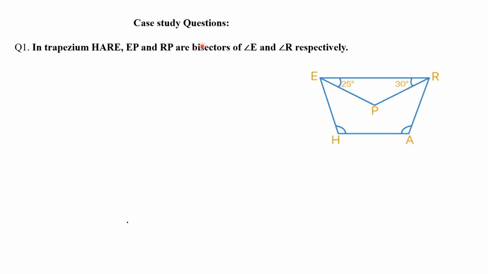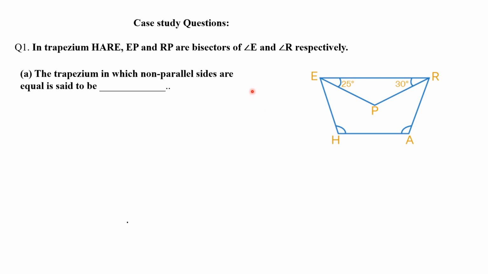Now I am going to solve a few case study questions. Question number 1. In trapezium HARE, EP and RP are bisectors of angle E and angle R respectively. Bisector of angle E means P is dividing angle E into two equal halves. So if angle PER is 25 degrees, angle PEH is also 25 degrees. In the same way, RP is dividing angle R into two equal halves. Now we have a few questions based on it.